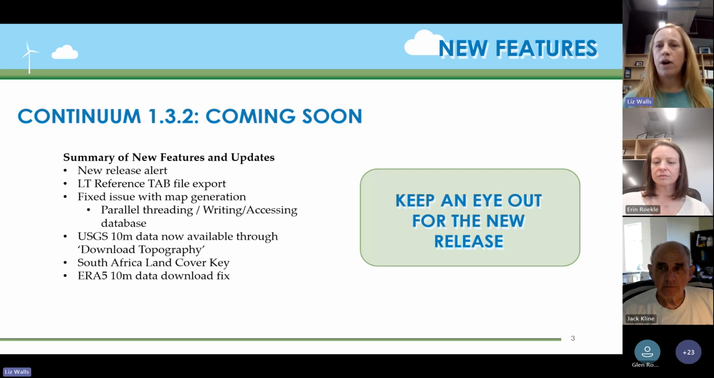We've also added a new option in the download topography tool. So now you can download USGS 10-meter data.